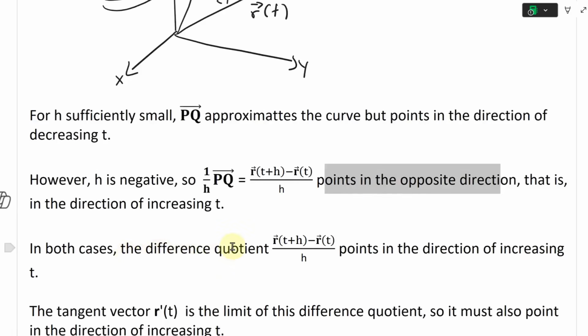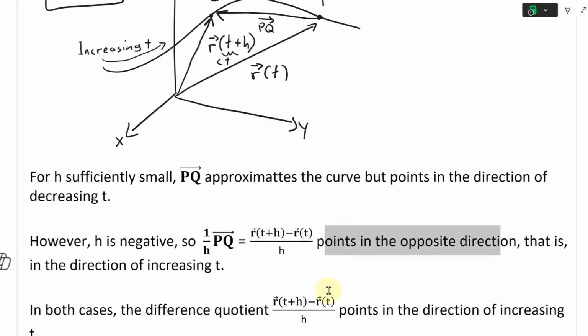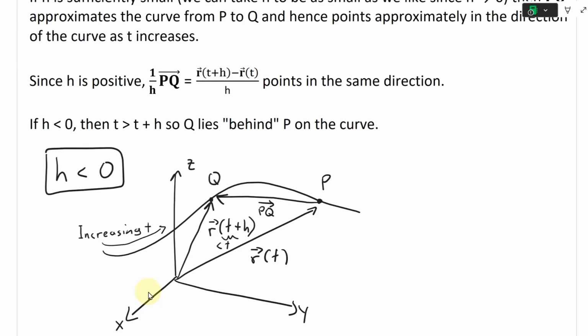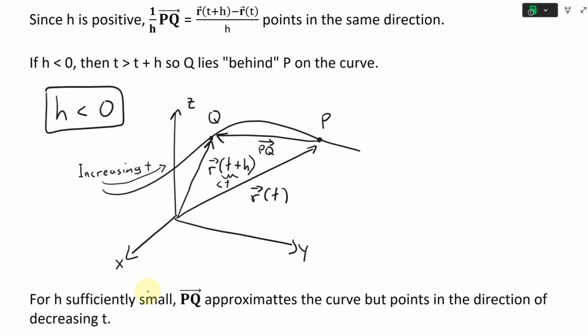So in both cases, the difference quotient, r of t plus h minus r of t over h, points in the direction of increasing t. So in other words, I will draw this right here, it's not going to be pointing this way. Notice this one is pointing this way, but now we're going to have one pointing this way, like that. I'm just going to say that's going to be opposite of that.